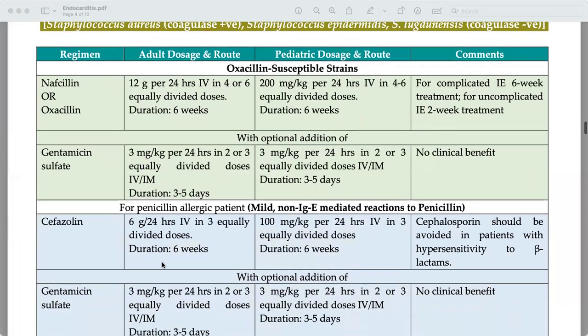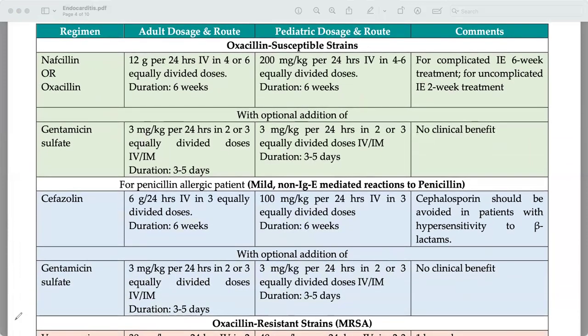Now, what about if the patient has a penicillin allergy? Because nafcillin and oxacillin are from the penicillin family. Which allergy? Mild allergy, or we can say non-IgE mediated reactions to penicillin. Remember, non-IgE. Non-IgE means delayed rash, or upset stomach, gastrointestinal upset, then okay, we will give cefazolin.